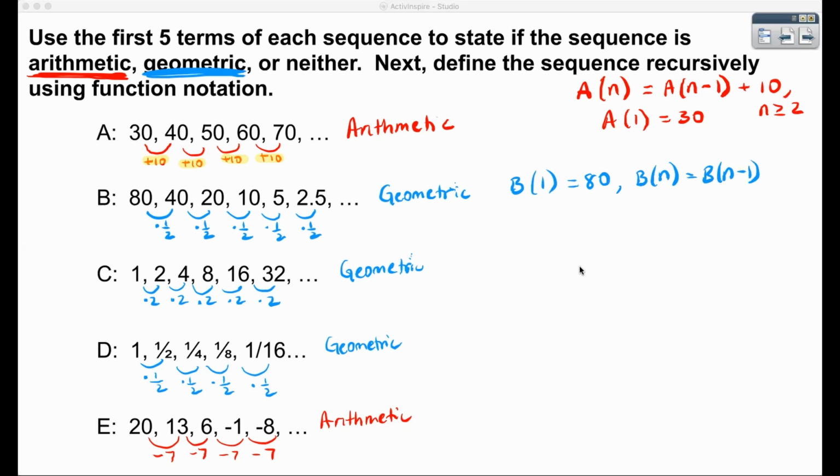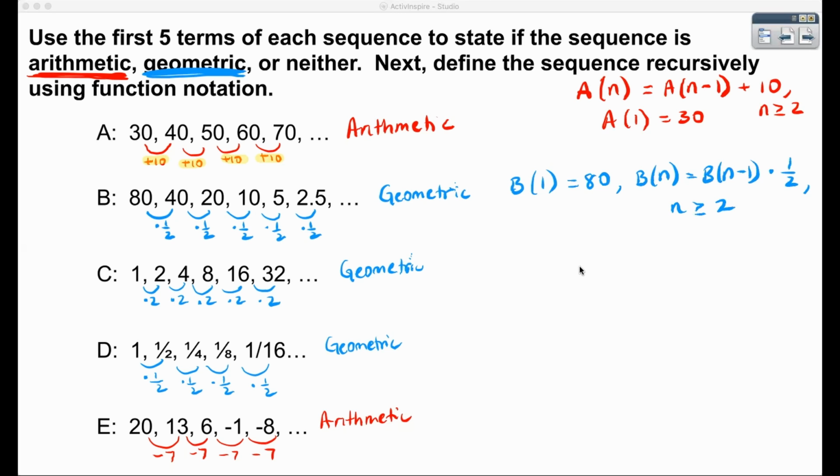Now, instead of adding a number to each one of these, since we know it's a geometric sequence, we're going to be multiplying by our growth factor. And what was our growth factor here? It was 1/2. Okay, what's the other piece of information we need here? We need to make sure we also include the fact that n is greater than or equal to 2.